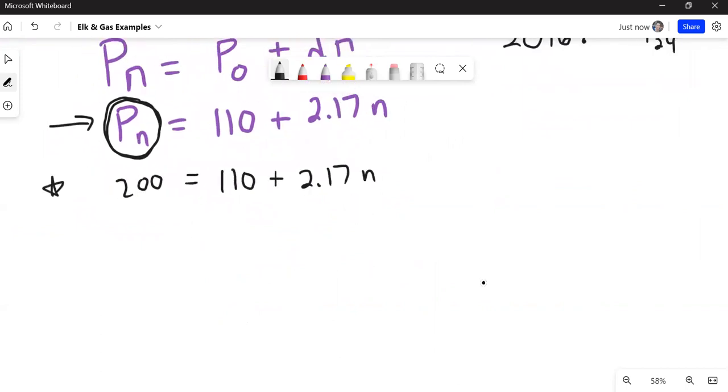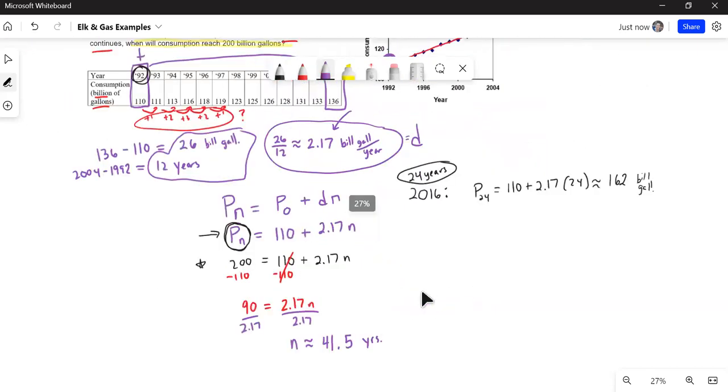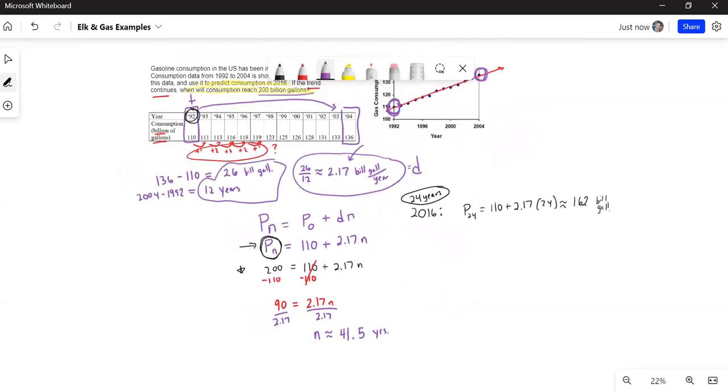To solve this equation, we do some inverse operations. The first step is to subtract 110 from both sides of this equation. That may look familiar. That leaves us on the left side with 90, and on the right side we're left with 2.17n. Our next inverse operation is to divide both sides by 2.17. I'll grab a calculator and round this off. I found n is about 41.5 years. What does that mean? In 41.5 years, we'll be consuming approximately 200 billion gallons.